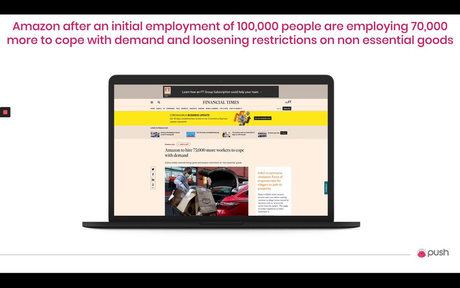They have so many people visiting their website organically, and they initially announced they were employing 100,000 people, and now they're hiring another 75,000 to cope with the demand they have. They've also started to loosen the restrictions on non-essential goods to help more businesses take advantage of their platform as well.